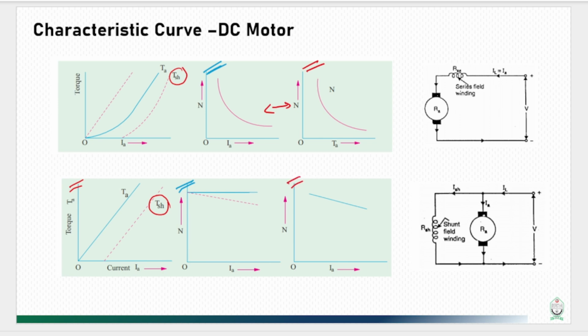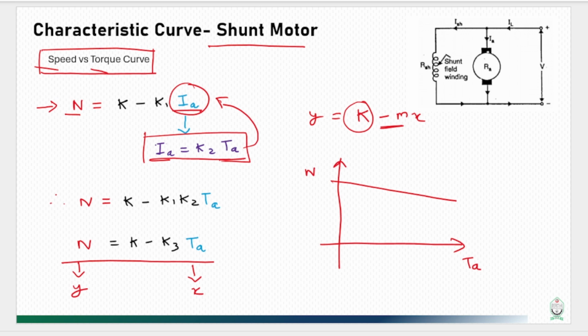So that was the discussion about characteristic curves of DC motor. We have discussed it for series wound motor and shunt wound motor.